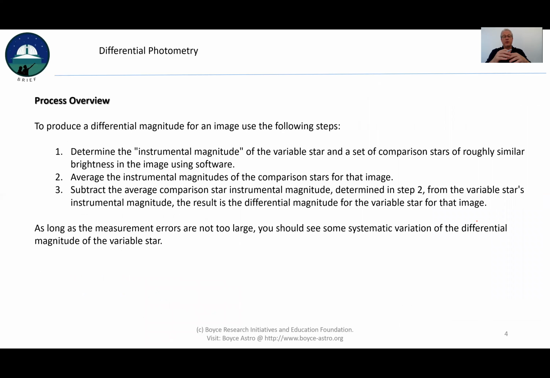So to produce differential magnitude, we have the following steps. We have to determine the instrumental magnitude of the variable star and the comparison stars. And an instrumental magnitude is simply a brightness that you see on the CCD chip. We average these magnitudes of the comparison stars for that image. Then subtract the average comparison star instrumental magnitude determined in step 2 from the variable star's measured or instrumental magnitude. So we're combining the comparisons and then subtracting it from the variable. What's left over is the differential.